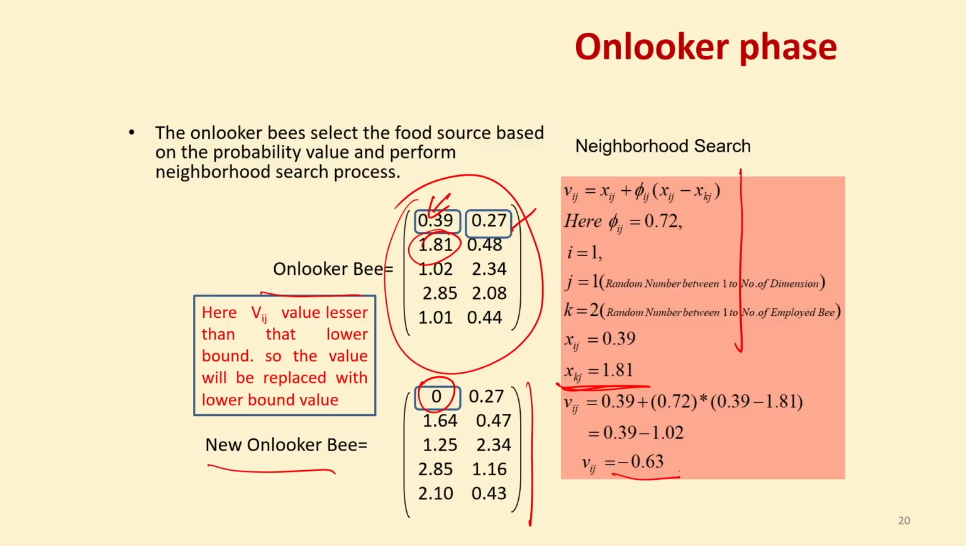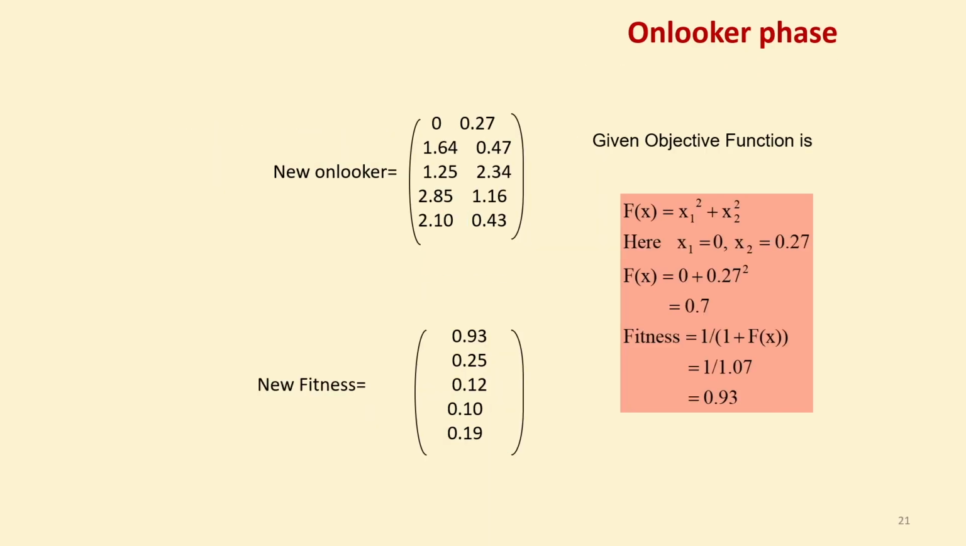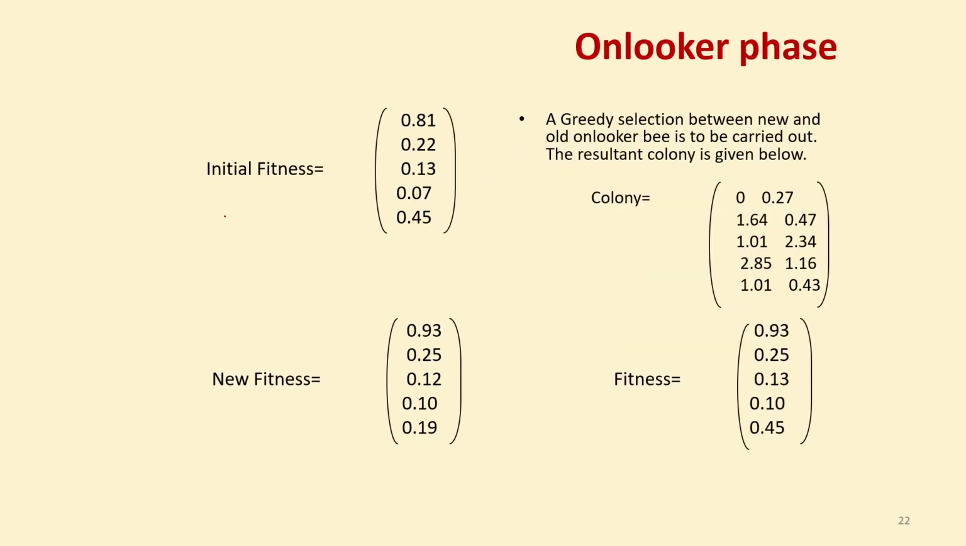This is the onlooker phase. Now based on the onlooker phase, see here, it will reset the lower bound value. Now in the onlooker phase we have two things, new onlooker B and new fitness. Given the objective function, the objective function has now increased to 0.93. So this is how the calculation has been carried out with respect to the given objective function. 0.27, 0.93. Now we have two fitness values for the onlooker phase, initial fitness and new fitness. After comparing, 0.81 and 0.93, 0.93 is greater. So the 0.93 individual has been taken as the new colony.